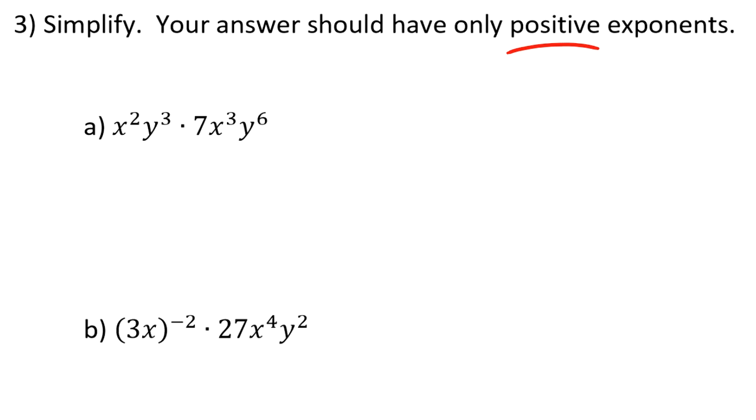So the only number that I have, right, the coefficient, is 7. So I'll just write that in the front, 7. And I have factors of x and I have factors of y. The number of x factors, I have 2 of them here and 3 of them there. So that's a total of x to the 5th power. X times x times x times x.